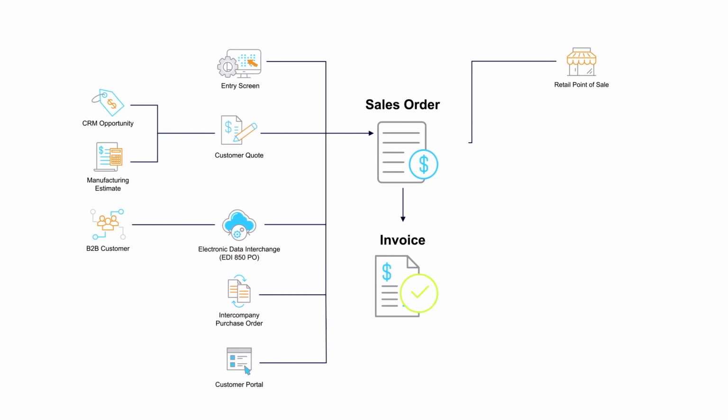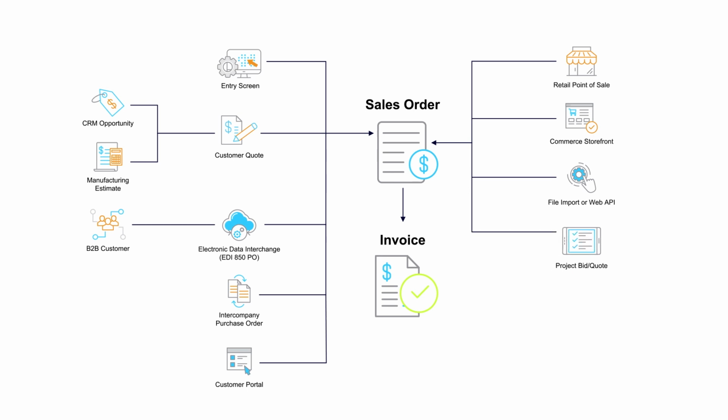Fulfill orders for counter sales or retail transactions from the native point-of-sale app and connected commerce storefronts. You can also import orders from files or web APIs. Construction and service organizations may sell projects or bypass sales with flexible invoice billing tools. Acumatica also supports contracts with automated invoicing.